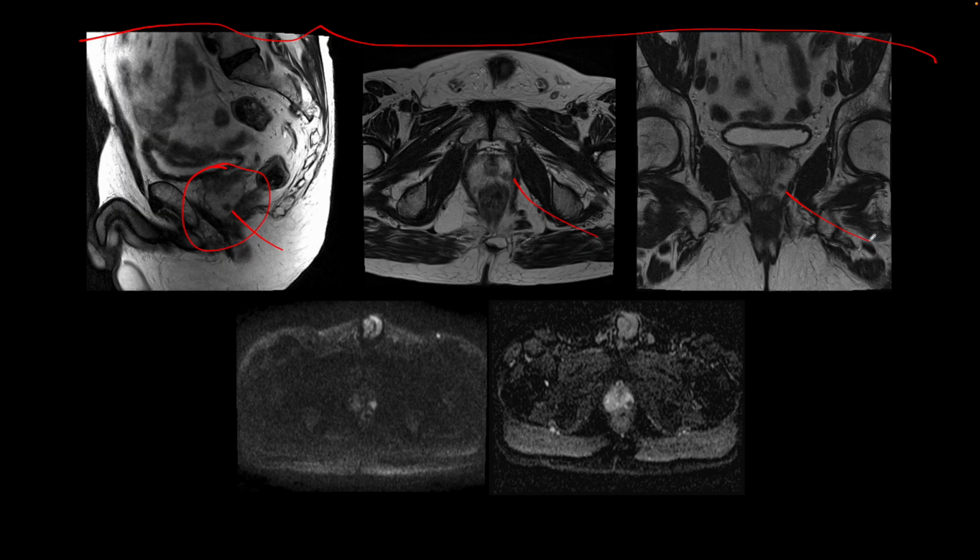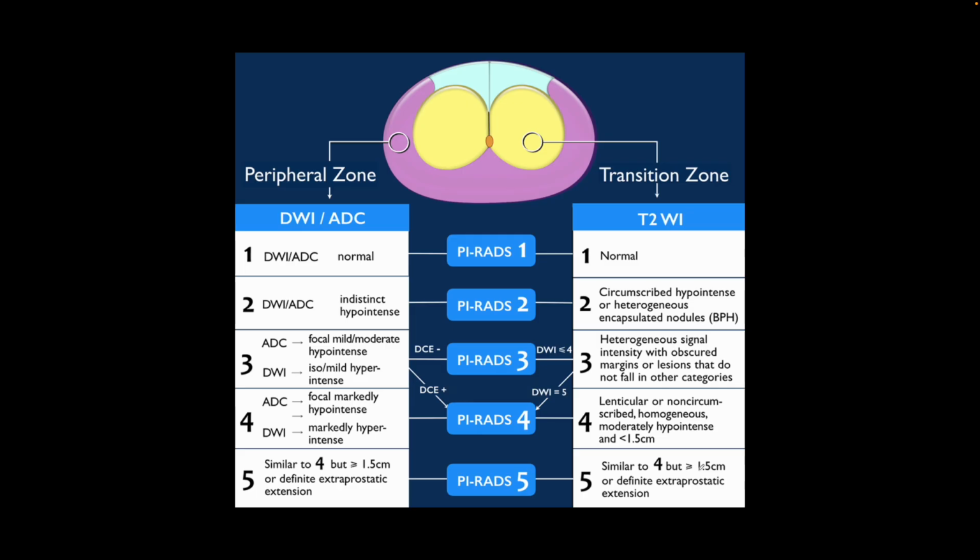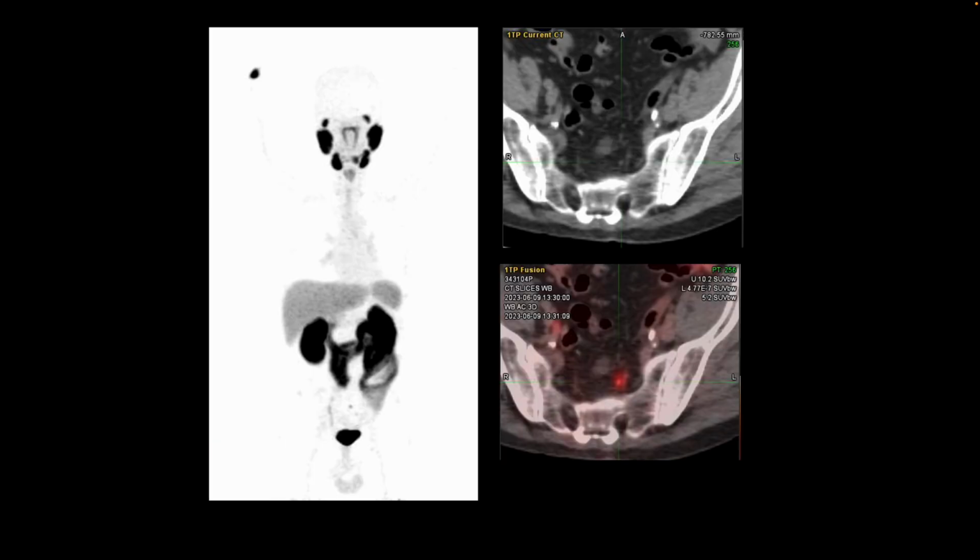It more commonly arises from the peripheral zone, which is T2 bright. The tumor is T2 hypointense, and it will show restricted diffusion as seen here, high signal on DWI and low signal on ADC. You want to use the PIRADS categories, and based on where the tumor is arising from, the peripheral zone versus the transition zone, you will look at DWI or ADC images or T2 weighted images and go down this path to give it a PIRADS from 1 through 5.